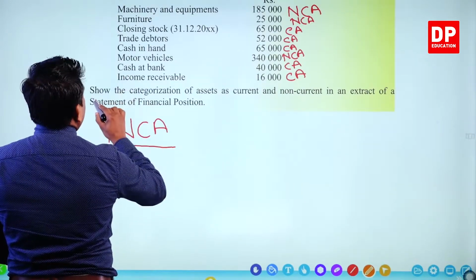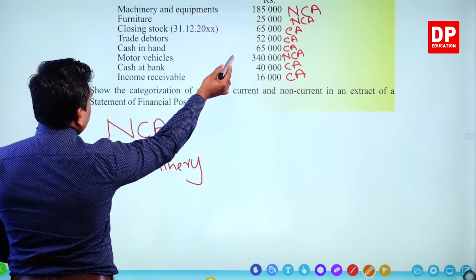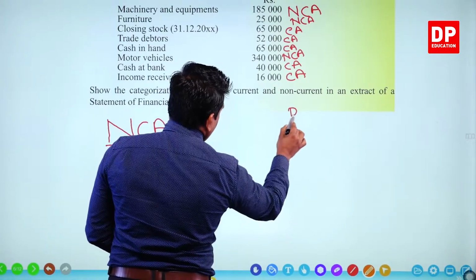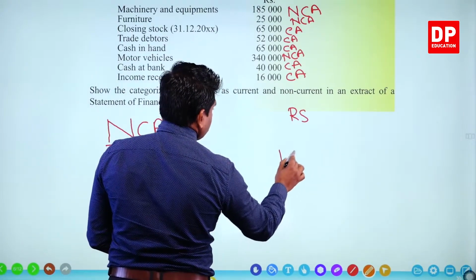Machinery we write first. Why? Machinery we use more than 1 year time period. Machinery and equipment, right? I put here machinery, it's okay. Value is 185,000.